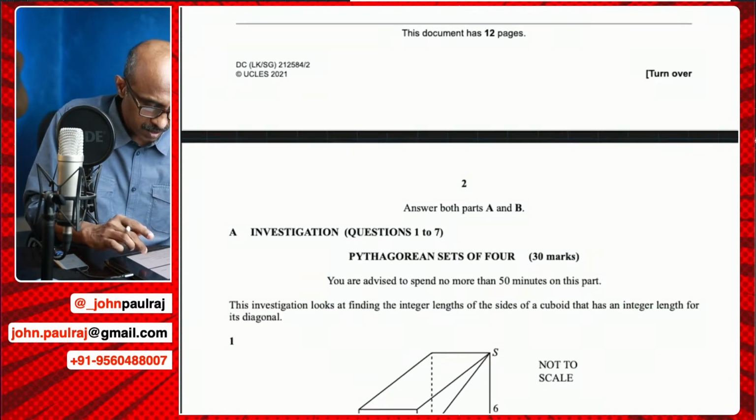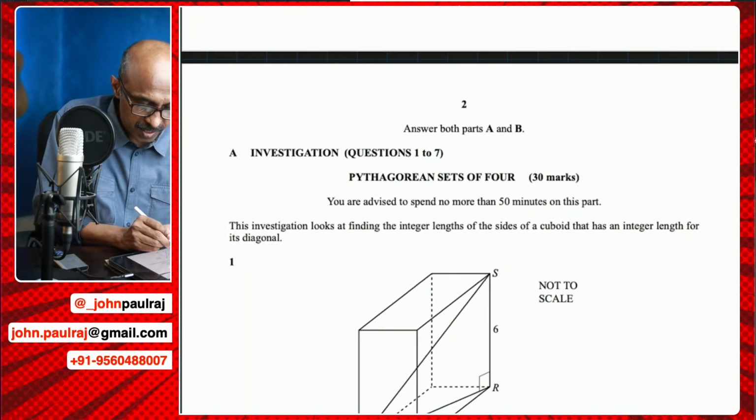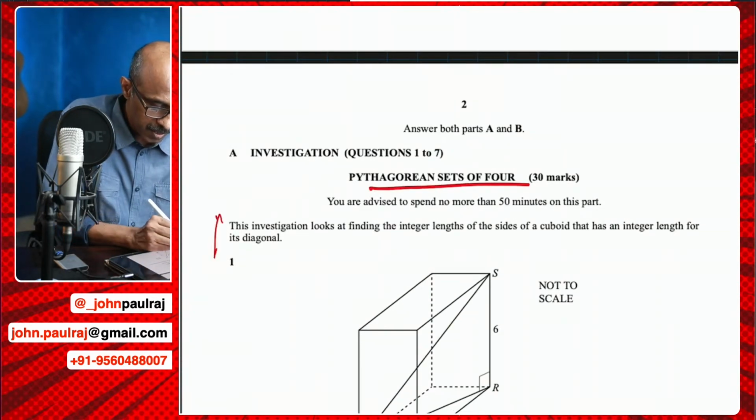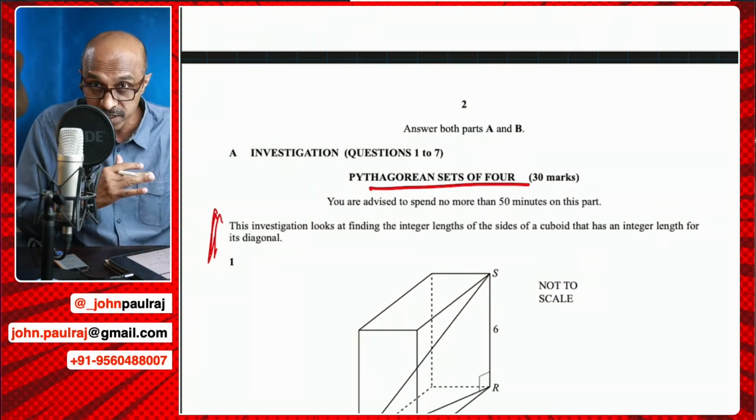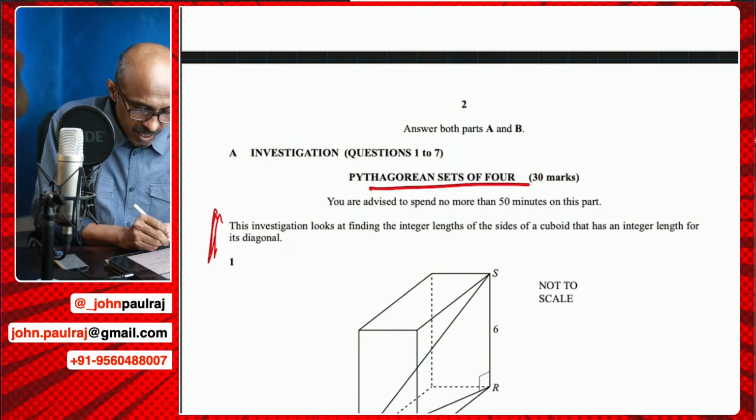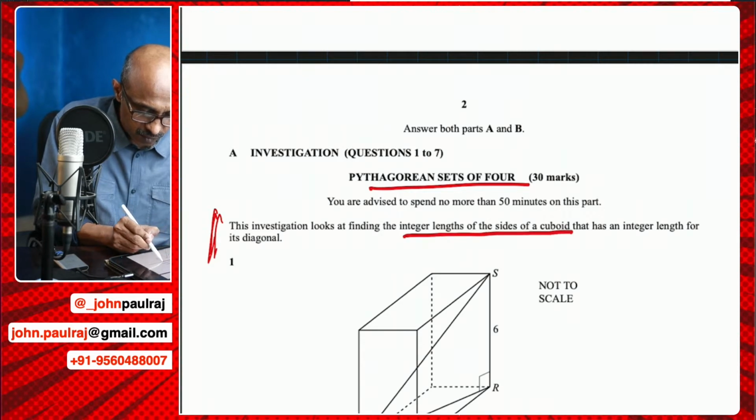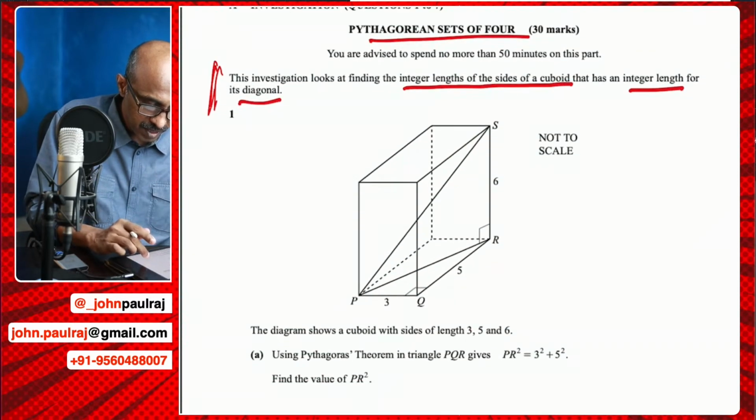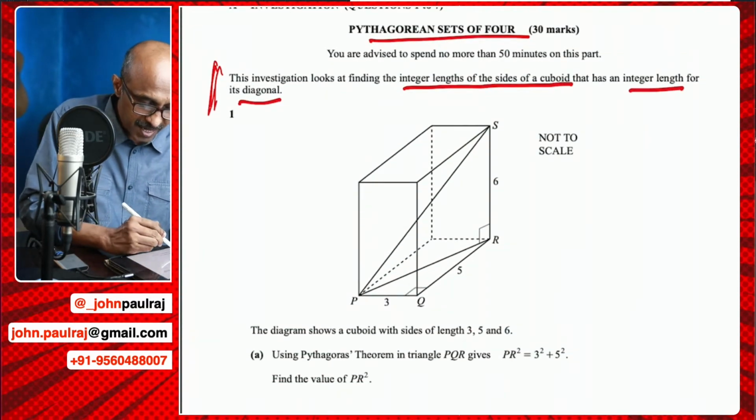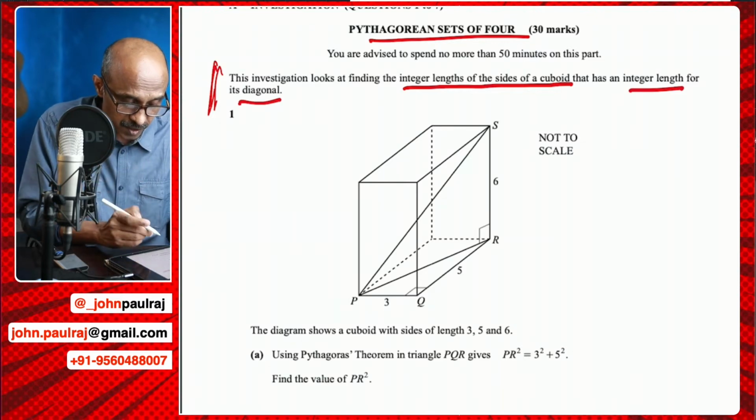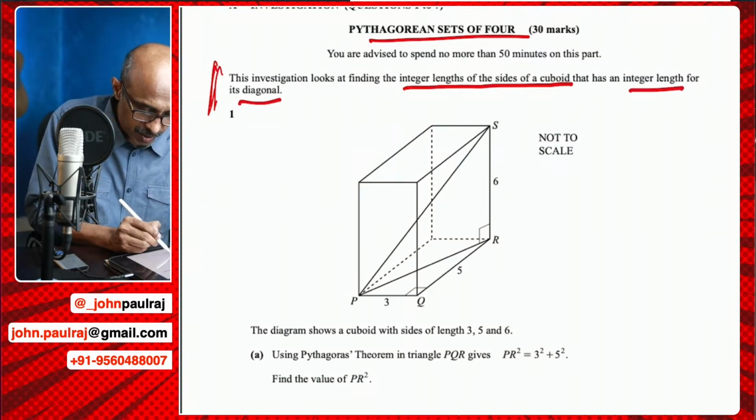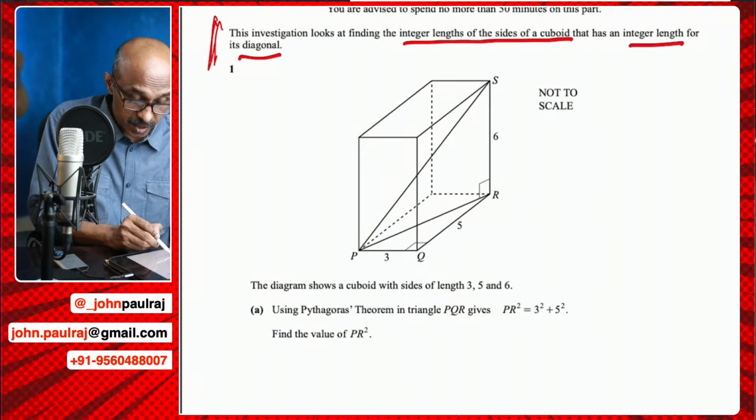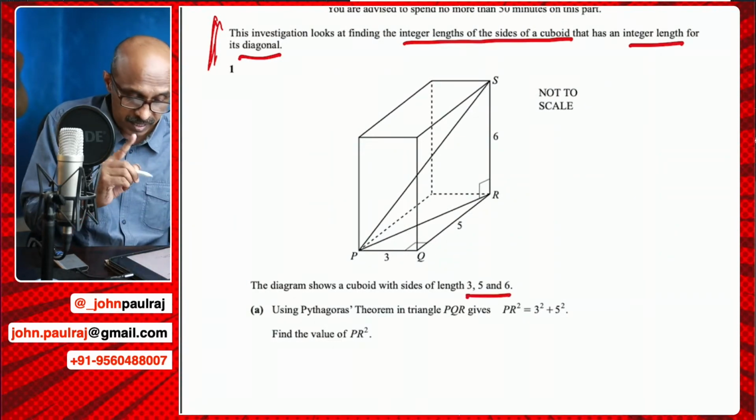All right, let's start. This is entitled Pythagorean sets of 4, and you need to read everything, even the description of the investigation. This investigation looks at finding the integer lengths of the sides of a cuboid that has an integer length for its diagonal. They have given an image of a cuboid; PS is the diagonal of the cuboid they're referring to. This particular cuboid has dimensions PQ is 3, QR is 5, and SR is 6. The diagram shows a cuboid with sides of length 3, 5, and 6, integer lengths.